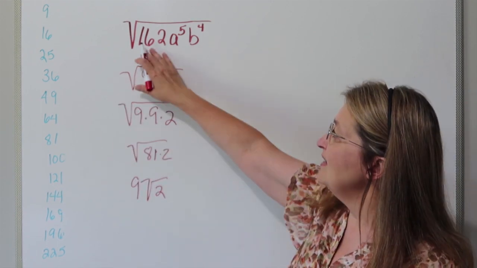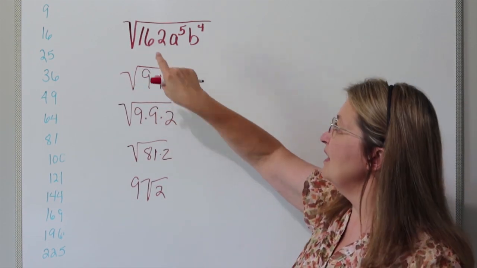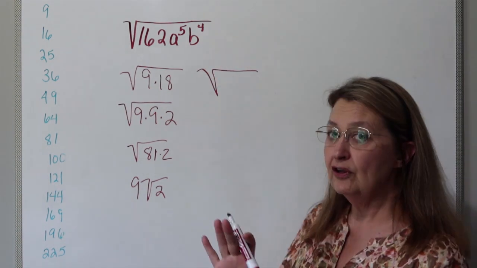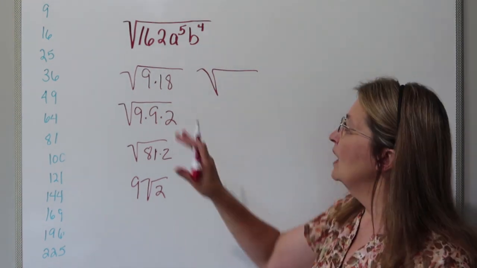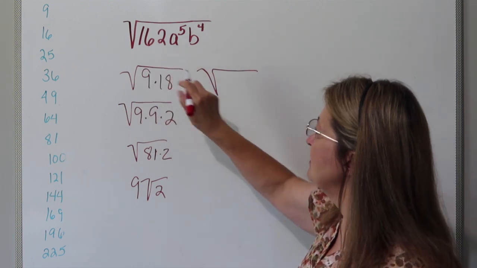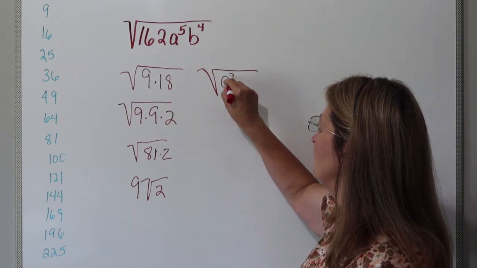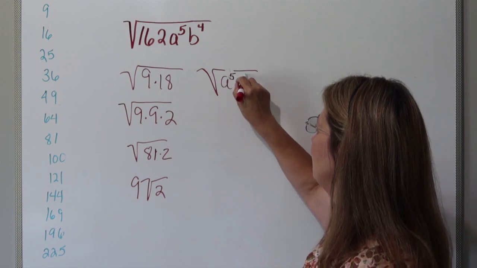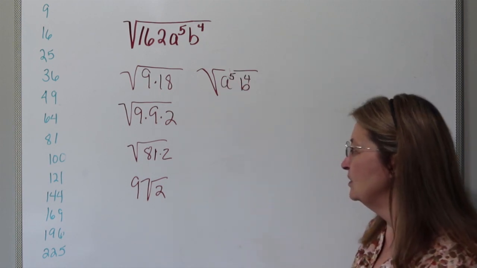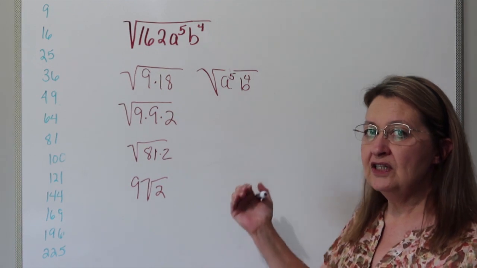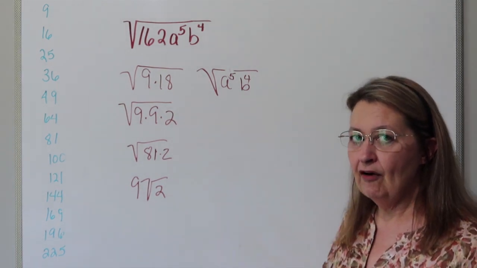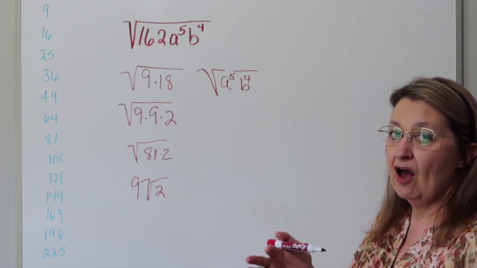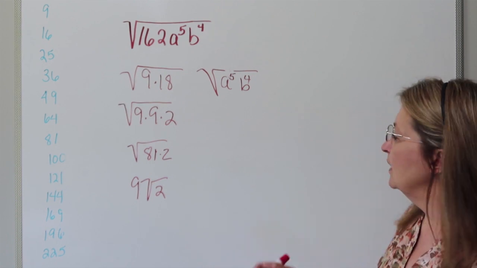Okay. So that is just the number part. Now let's see what happens to this other part over here. Using the product rule, I could split this up into the square root of 162 times the square root of a to the 5th, b to the 4th. So now let's simplify those things. Remember, everything that you can take the square root of is going to come out from under the radical, and you're going to multiply it eventually times all the other things that are outside.